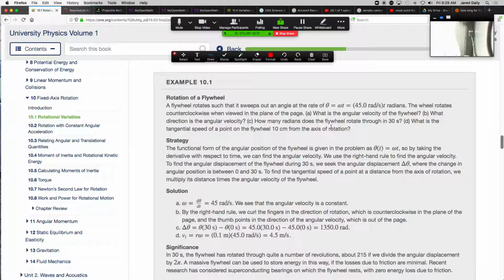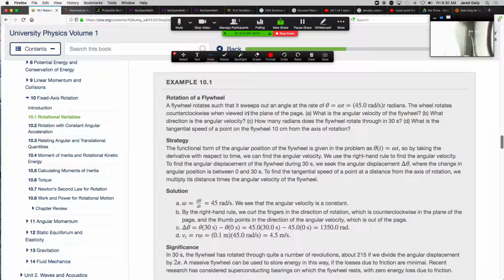Sorry. They're doing this in a weird way. They're saying that it sweeps out an angle at the rate of theta equals omega t equals 45 radians per second times t. That is just the stupidest way to write this. They should have just written sweeping out an angle at the rate of omega equals 45 radians per second. So what they're really saying here is that omega equals 45 radians per second.